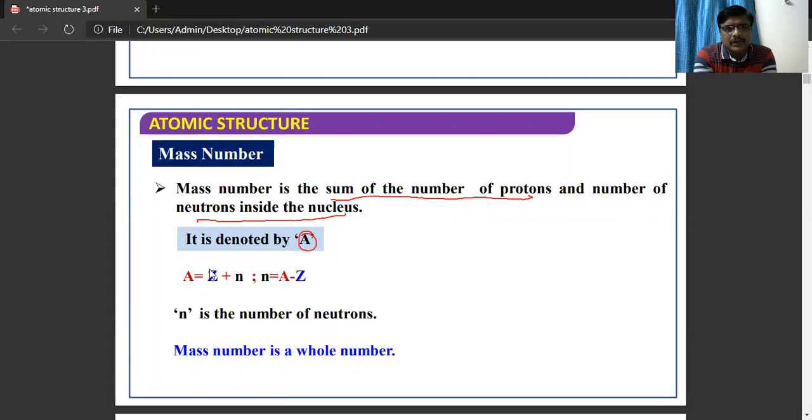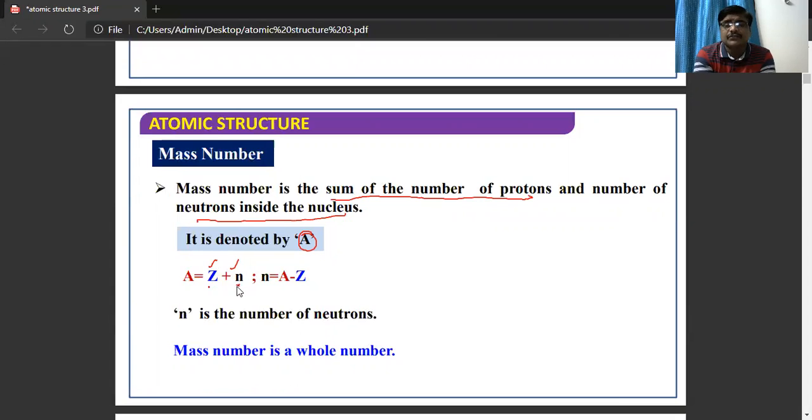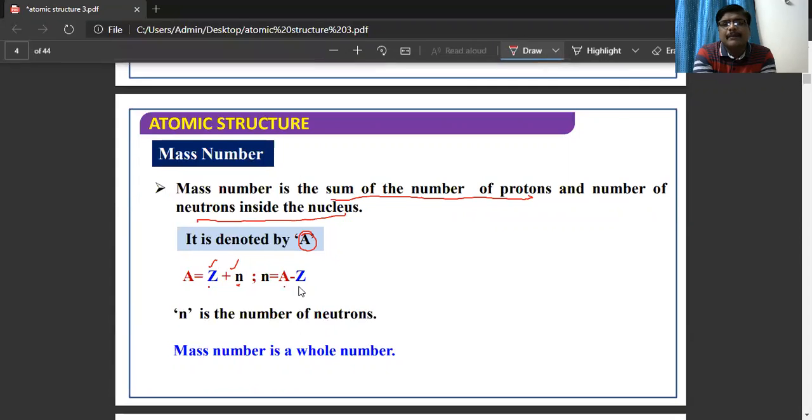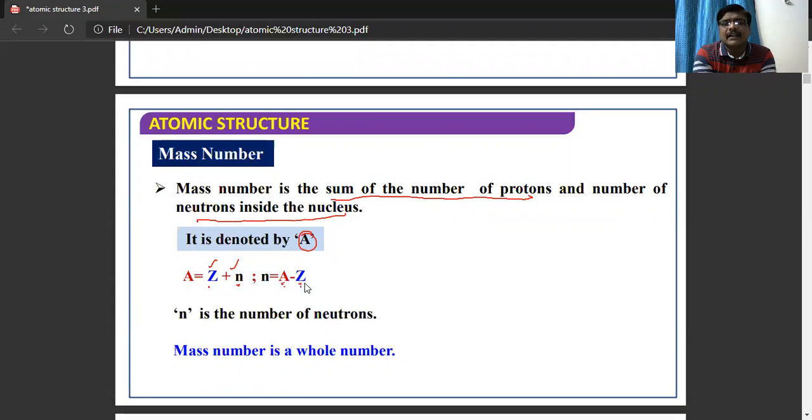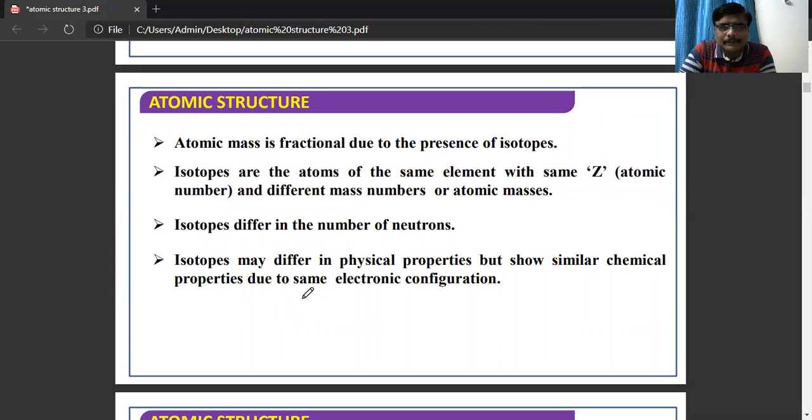So A is equal to Z plus N, where Z is the atomic number and N is the number of neutrons. For finding the number of neutrons, N is equal to A minus Z, where A is the mass number and Z is the atomic number. That gives the number of neutrons. Mass number is always a whole number. But the atomic mass is sometimes fractional due to the presence of isotopes.